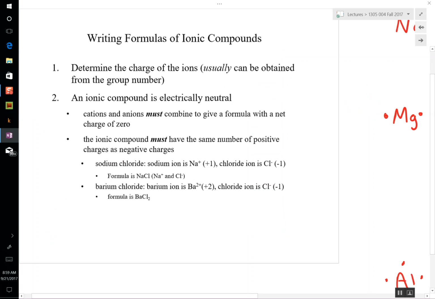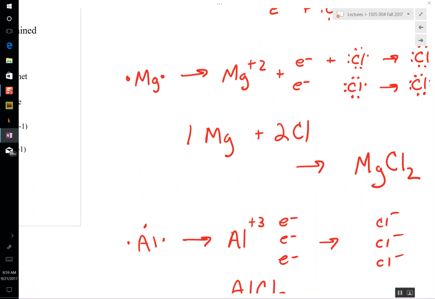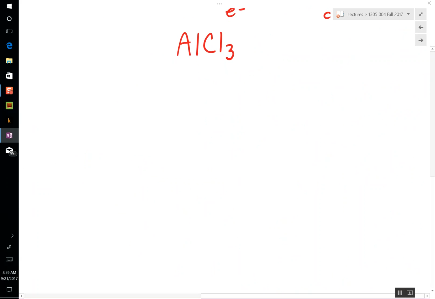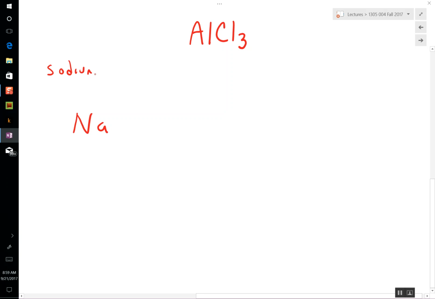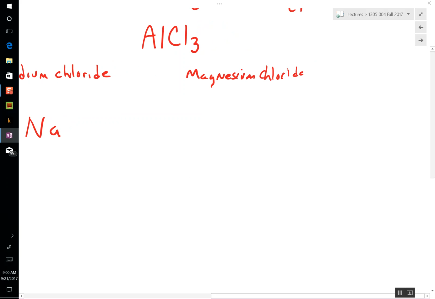So let's go back to what I had here. Let's just take sodium. If I gave you these names, sodium chloride, magnesium chloride, I gave you these names. I should have written that closer. And aluminum chloride.